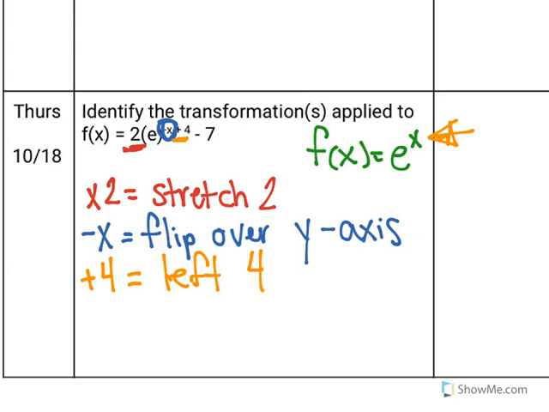The last transformation is this minus 7 in the back, and again, at the end of the function is going to be up and down because we're subtracting 7, we're going down 7.